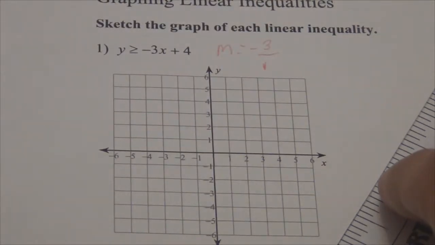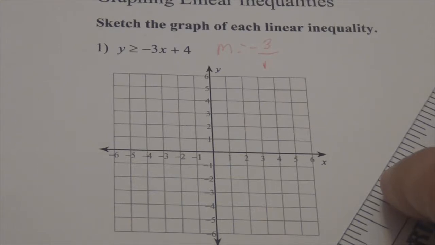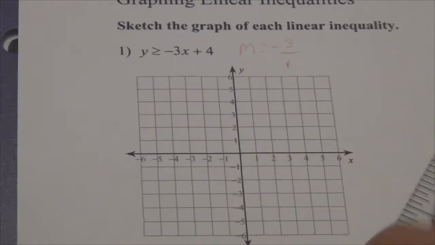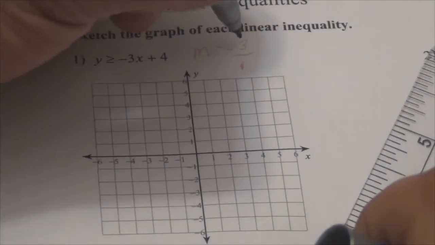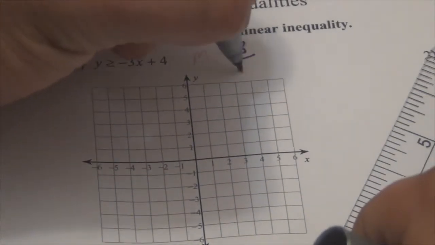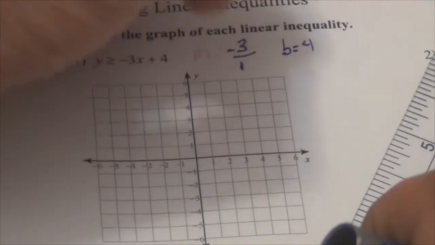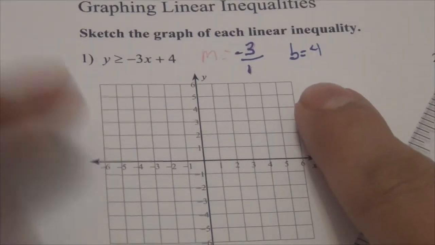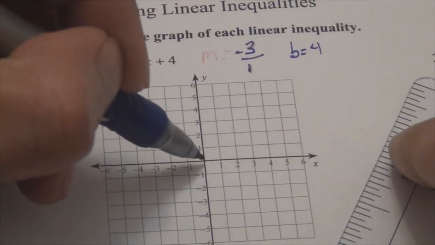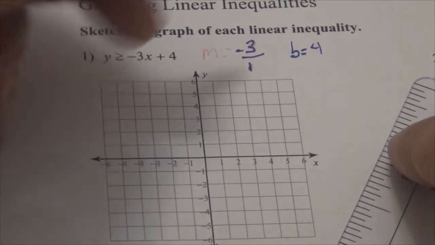Okay? And now I see that you cannot see, so I'm going to have to use the marker. All right, so let's see now. Negative 3 over 1. And the y-intercept is 4, so b is 4. And of course, the coordinates of the y-intercept are (0, 4). So I'm going to start graphing at (0, 4). So 0, 1, 2, 3, 4, right here. Okay, that's my point.